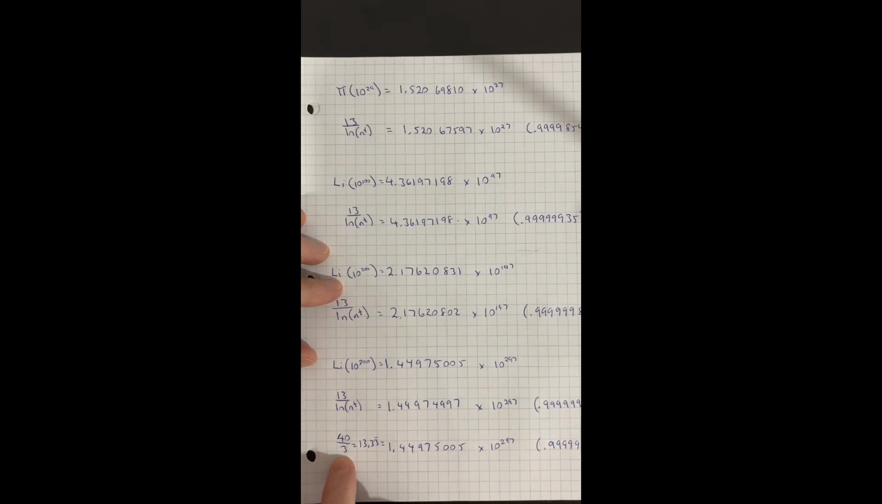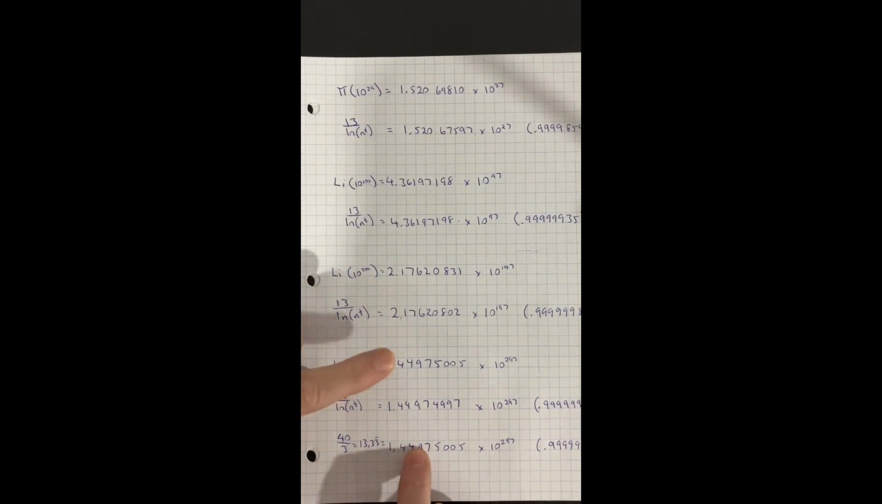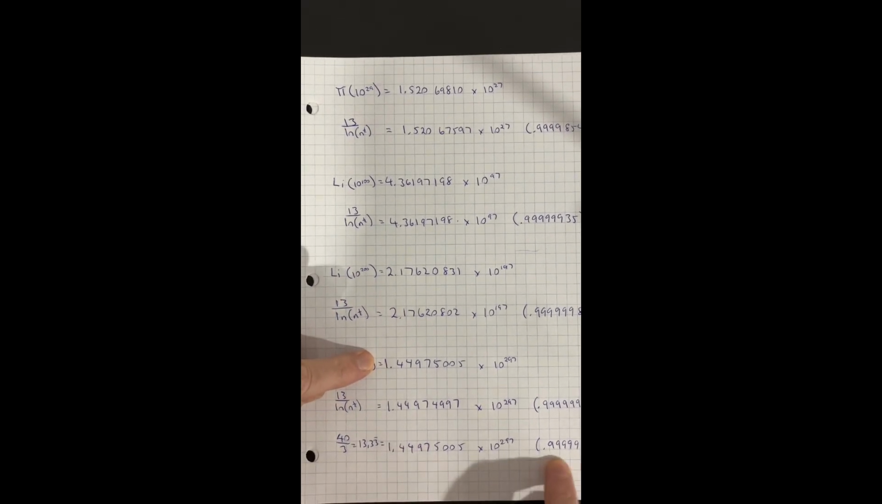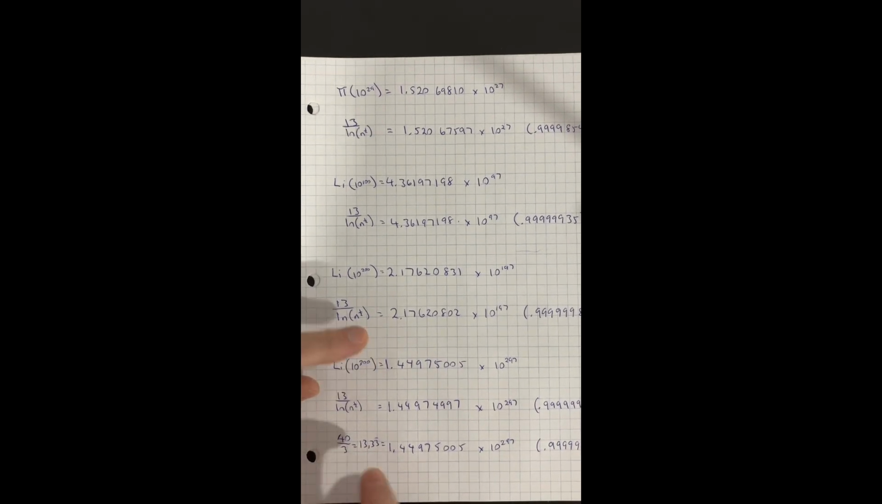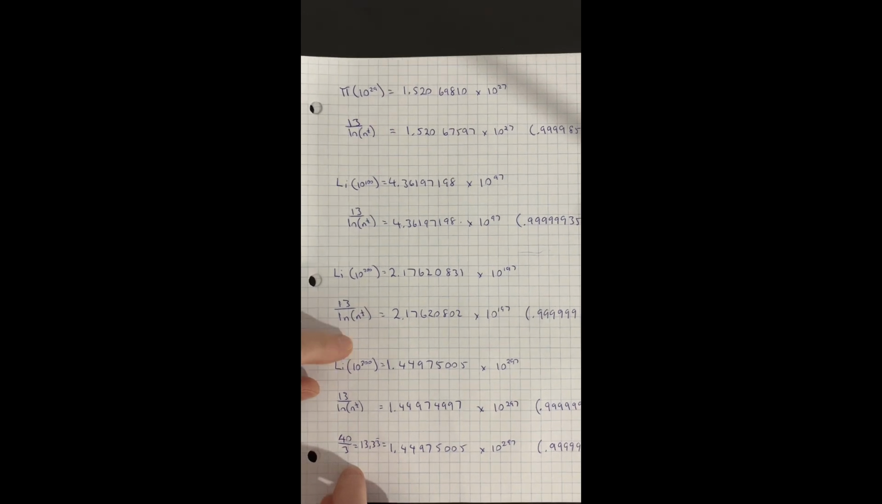Actually, I did find 40 over 3 with 13.33, which is incredibly close, and the first few digits right here are exactly the same, and it's 0.999, I don't even know. So maybe that's the constant. Like I said, play around with it and let me know what you come up with.